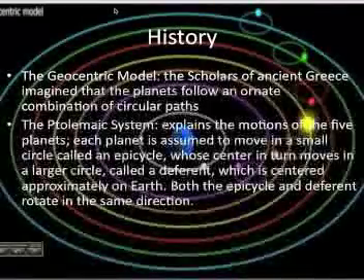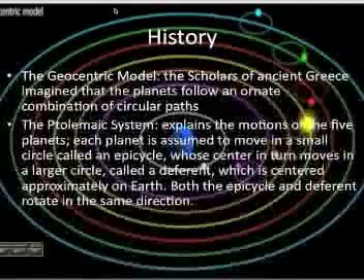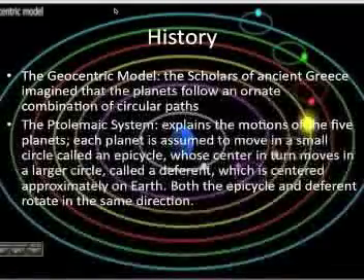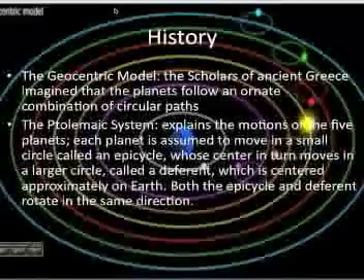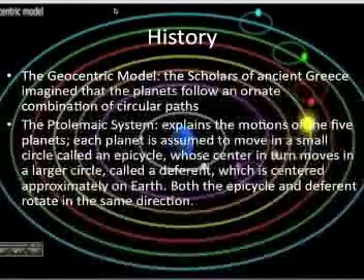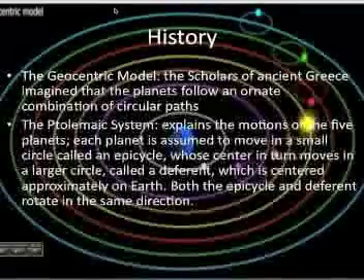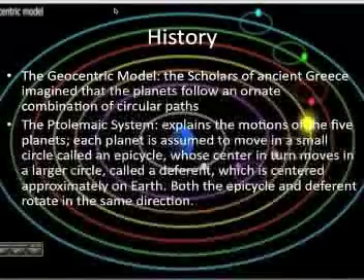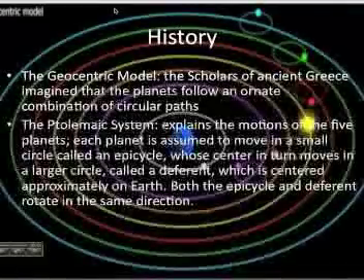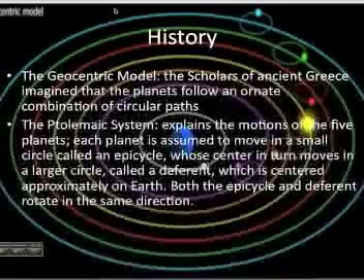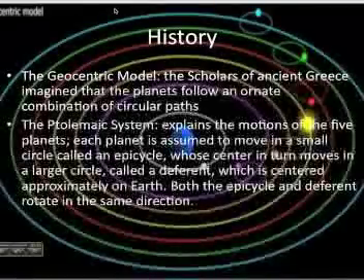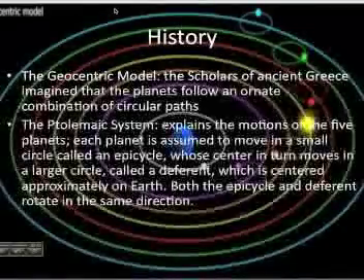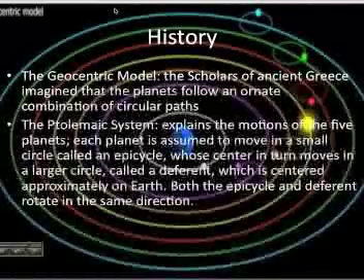The next system came along. I'm not going to pronounce it because I'll mess it up. And it explains the motions of the 5 planets. Each planet is assumed to move in a small circle called an epicycle, whose center in turn moves in a larger circle called a deferent, which is centered approximately on Earth. Both the epicycle and deferent rotate in the same direction, and this system came after the geocentric model, and the geocentric model was needed in order to describe the epicycle.